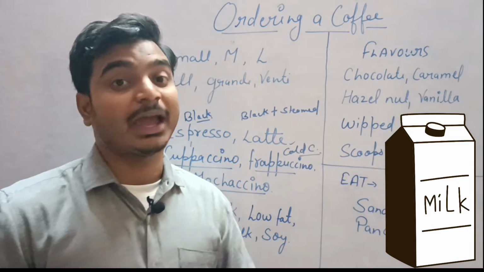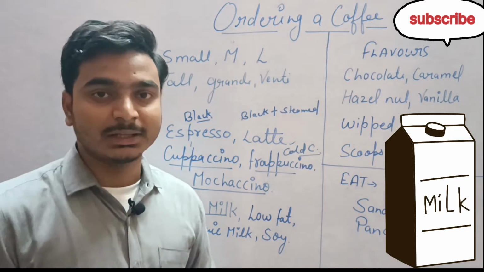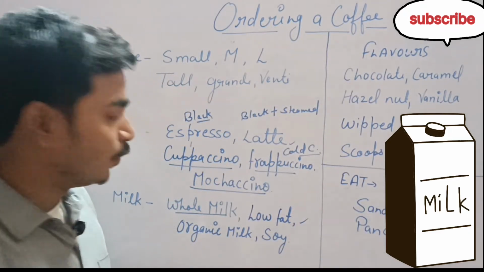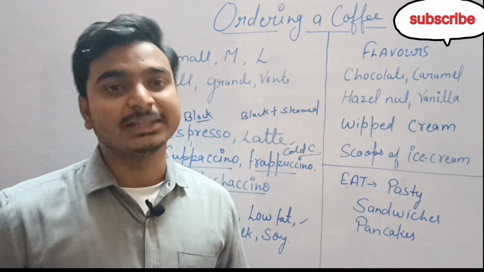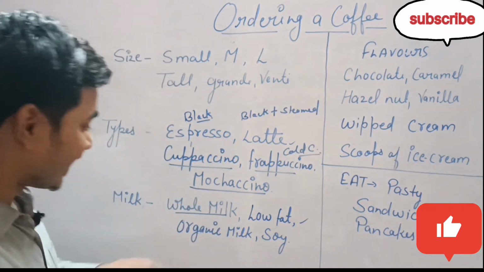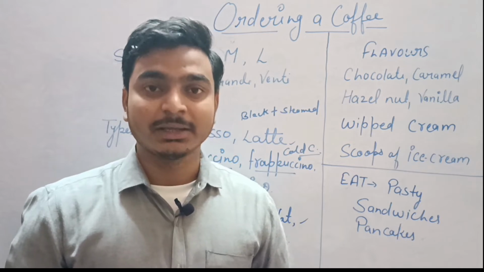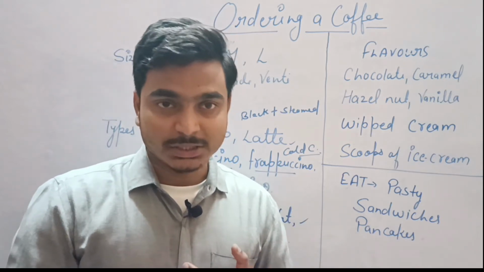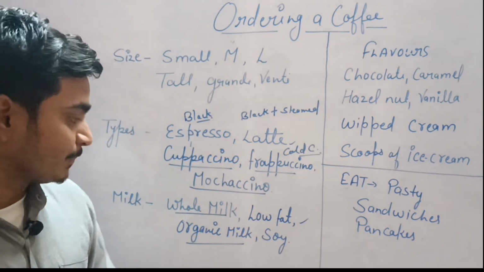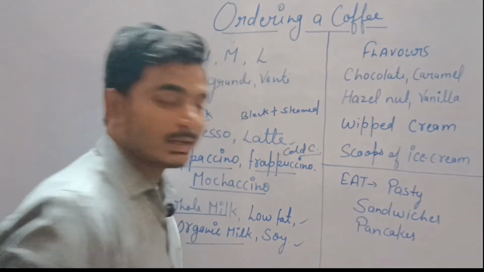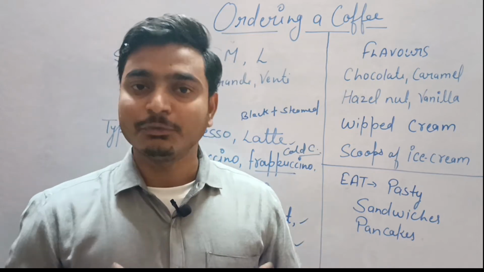So which kind of milk do we have to go for? First one is whole milk, like regular milk. Next one is low fat. Low fat milk is preferred by people who are very concerned about their health and calories. I'm not. Okay. Next one is organic milk. Organic milk is for people who want to eat organic vegetables and organic fruits; they love to drink organic milk in their coffees. Last one is soy milk. Soy milk is obtained from a plant, the soybean. So it is also a kind of milk.